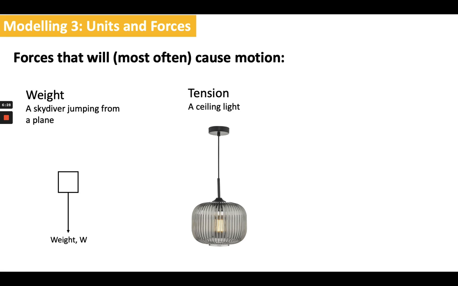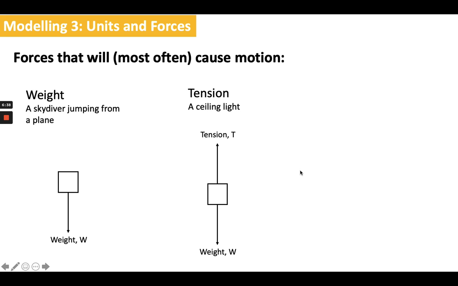Our second of our key forces in this category, those that are external, operating on bodies, is the tension. So this example, although not actually one causing motion, does demonstrate it nicely. So we've got a ceiling light. Let's look at a slightly simpler model where I've got this ceiling light. I've got a tension in the cable upwards, which is holding this light on the ceiling and is counteracting the weight of that light.